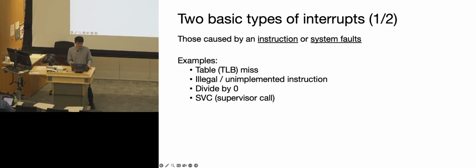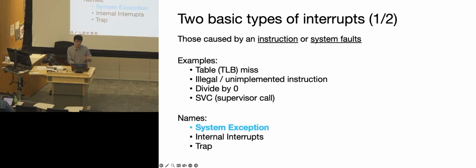Okay. So we basically have 2 types of interrupts. The first one we'll call the system exceptions. It's usually caused by an instruction or a system fault. For example, illegal or unimplemented instructions like divide by 0, or supervisor calls, which is an instruction in ARM architecture, a software-triggered interrupt to request service from a higher privileged mode. Like imagine in your computer, you go to supervisor mode, etc.